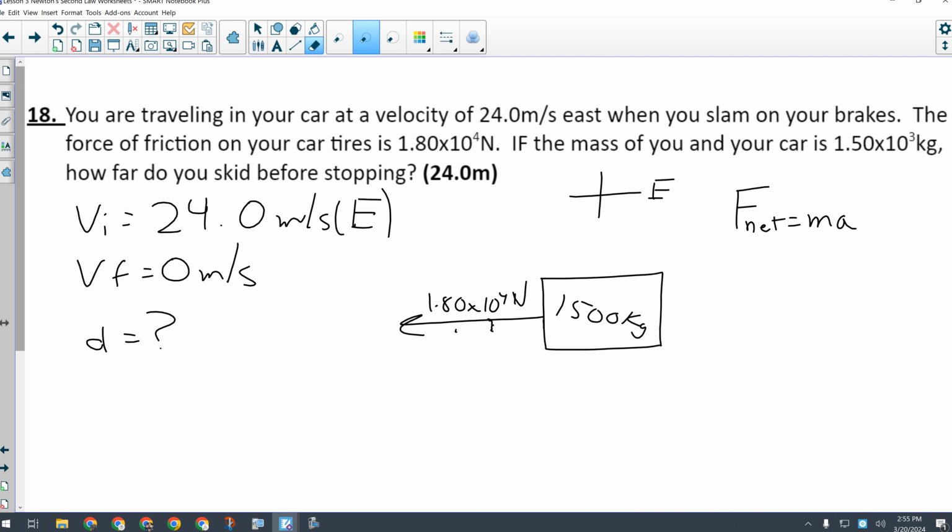Now I know this number and that number, so I can find A. It's a contextually difficult question. There's only 2 bits of math here. I find A by going 18,000 newtons divided by 1,500 kilograms.